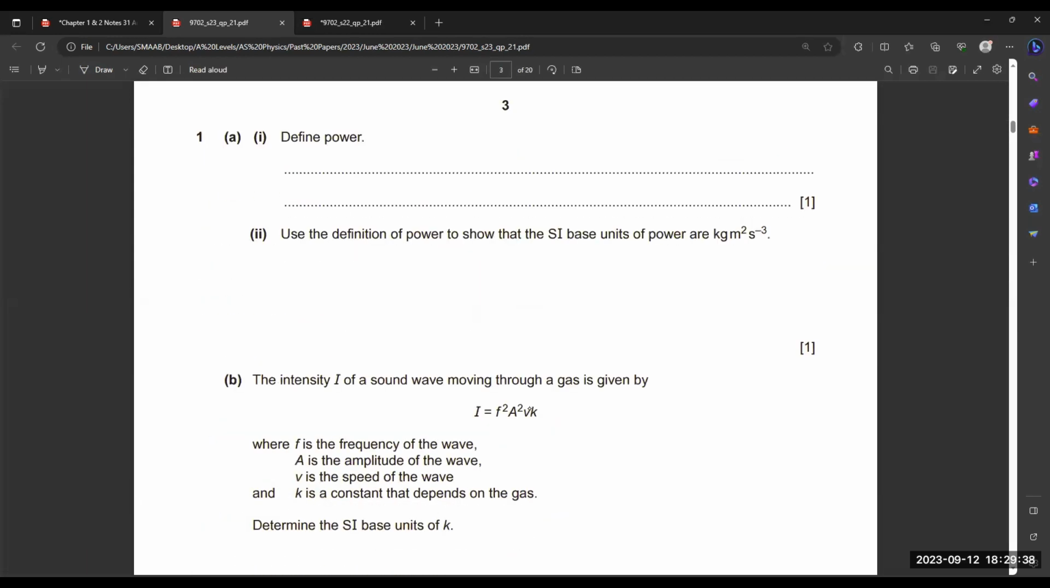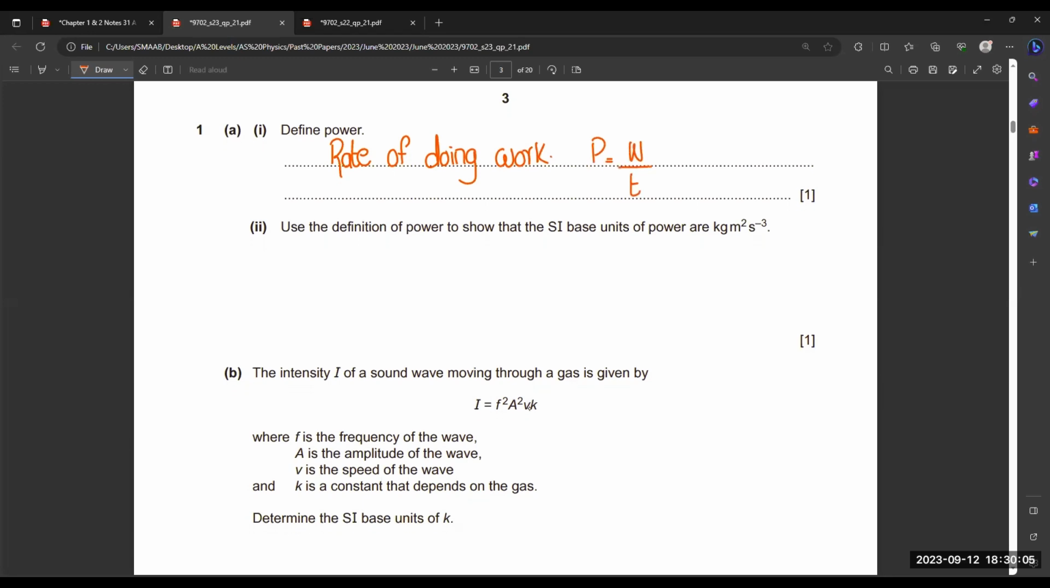So this is your very first question, the first part. The first part is very simple. It is related to the definition part. Power definition is the work done per unit time, or the rate of work done. The second part is to use the definition of power to show that the SI unit of power is kilogram meter square per second cube. So basically they are talking about the SI units.